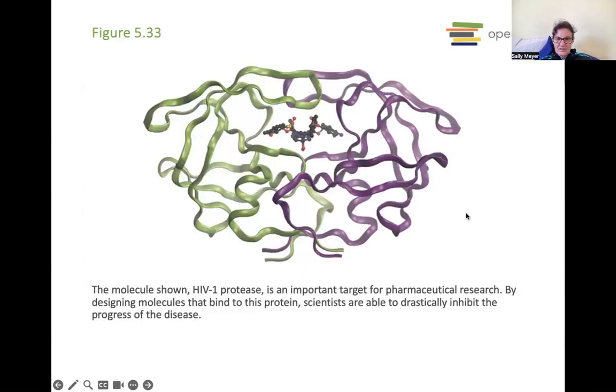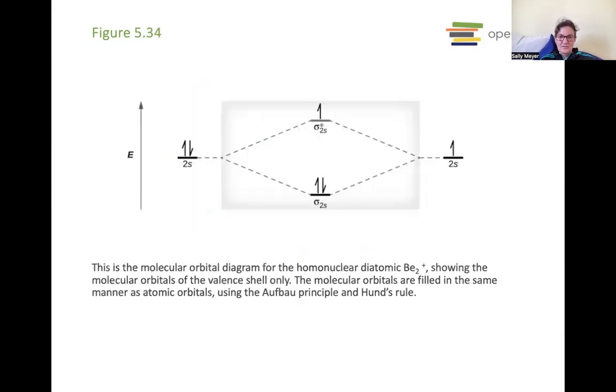And this is just showing you a picture of a protease, which is an enzyme, and the picture in the middle is showing you all the bonds, and the ribbons represent a way that you often visualize these molecules, but they're huge, and so they take tons of computer time to calculate molecular orbitals.